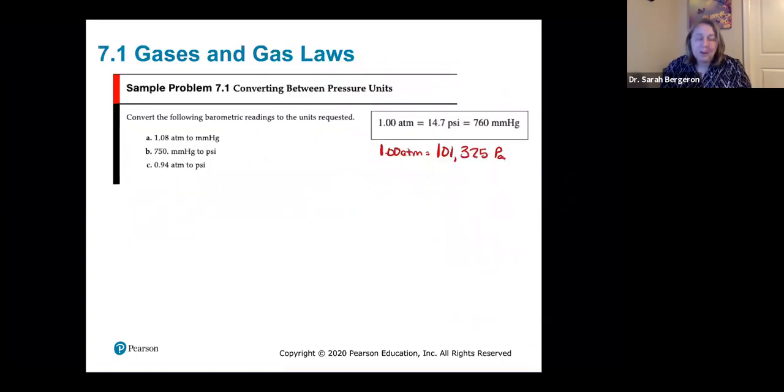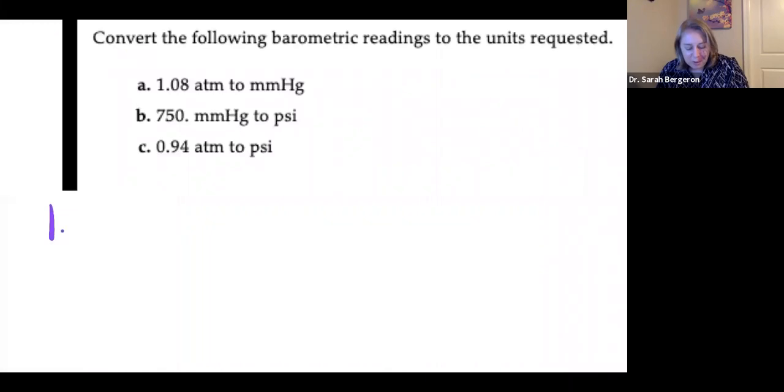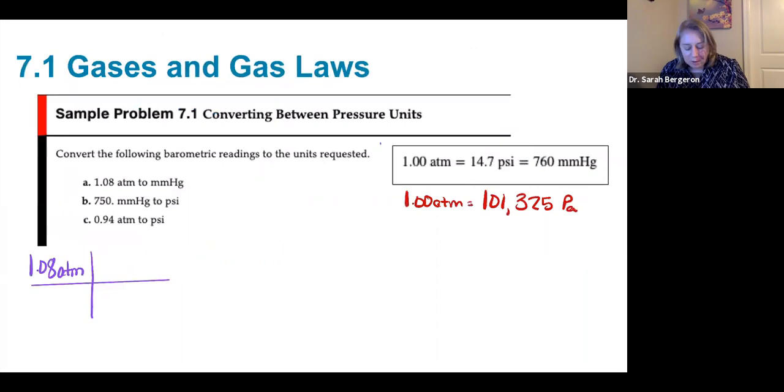All right, so let's try to do a little bit of conversions. Remember I told you conversions were not going away. I wasn't lying, conversions are not going away. So the first one, A, we're converting 1.08 ATM to millimeters of mercury. All right, so start with what you know. And then what you should have are all of your conversions.